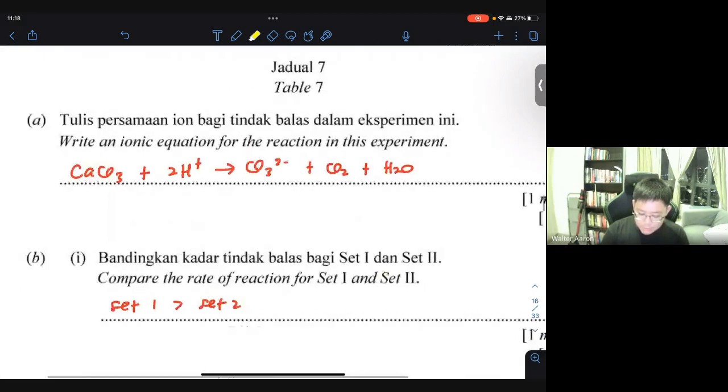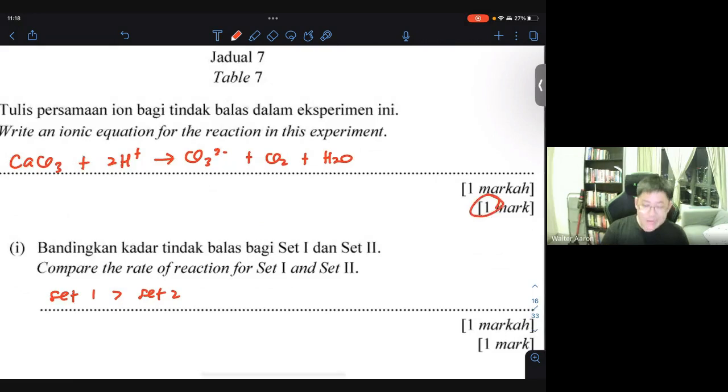So write an ionic equation for this reaction. So same thing as the earlier question I showed you. You just have to write what happens in the chemical reaction itself. In this case, the hydrogen ions react with the calcium carbonate to form the carbonate ion, carbon dioxide, and water. Write that correctly, you should be able to get 1 mark already.